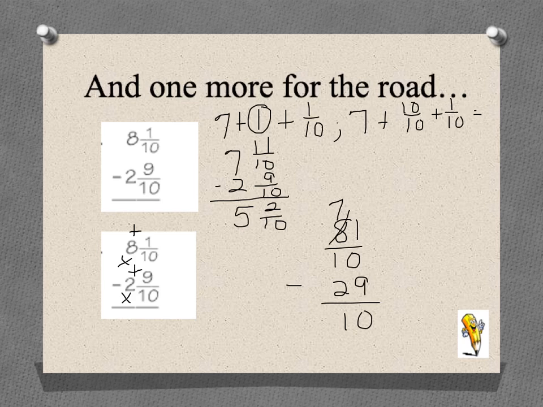I'm going to have to regroup here, and I'm going to have 2, and 7 minus 2 is 5, 52/10. And if you wanted to go ahead and turn that back into a mixed number, you know that that is the same thing as 5 and 2/10. Either way, you get the same answer.